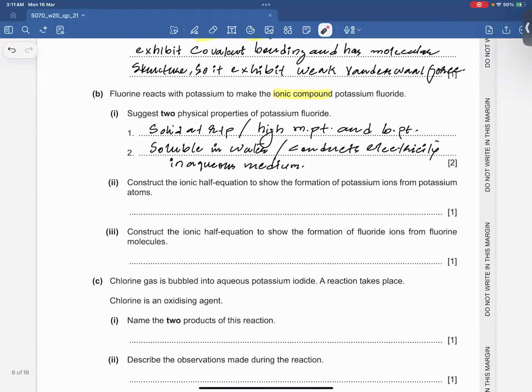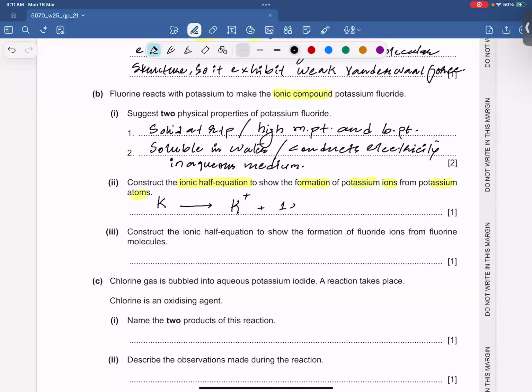Construct the ionic equation to show the formation of potassium ions from potassium atoms. Okay. Potassium atom is converting into potassium ion. So potassium is found in group 1 of the periodic table, which is why it will have a +1 charge, and obviously it loses 1 electron.